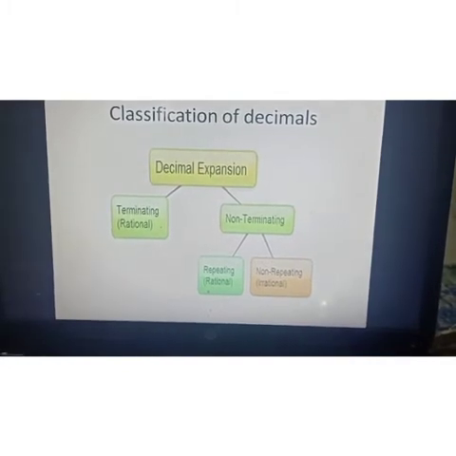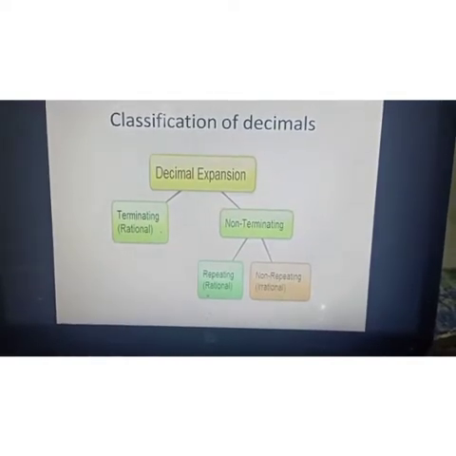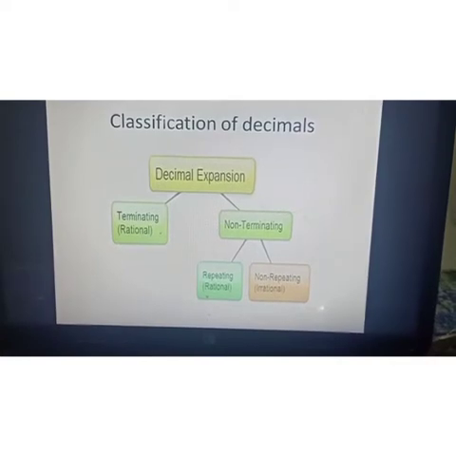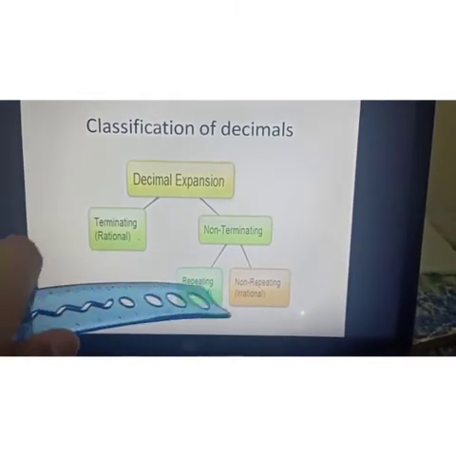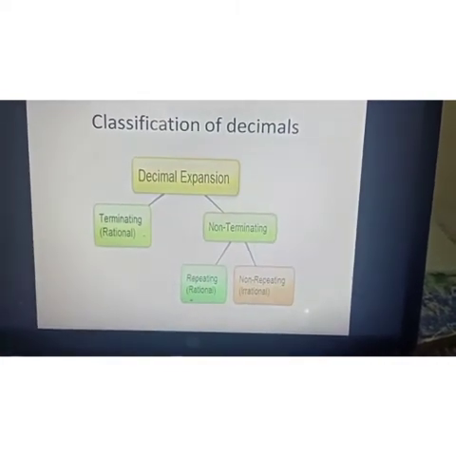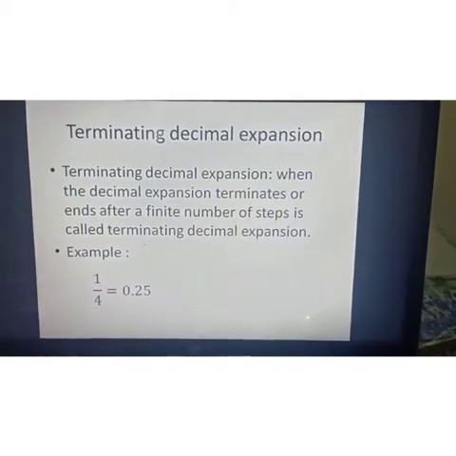So decimal expansions are classified into two categories, terminating and non-terminating, and non-terminating are again classified into repeating and non-repeating. So terminating decimal expansion and non-terminating repeating are rational numbers, but non-terminating non-repeating are always irrational numbers. Let's see one by one with the help of an example. First of all, we'll start with the terminating decimal expansion.